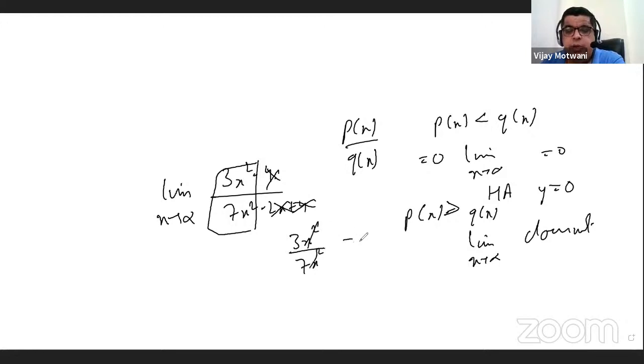The x squares cancel out. You're left with 3 by 7. So what's your horizontal asymptote here? y is equal to 3 by 7.